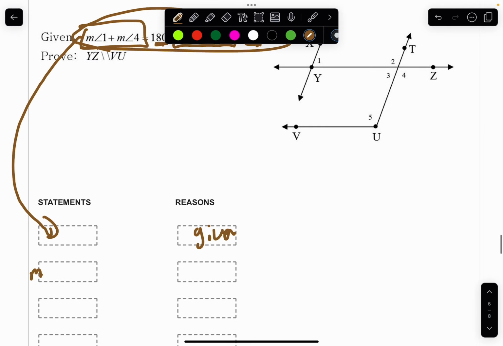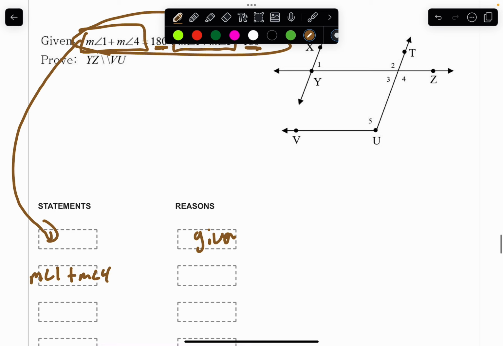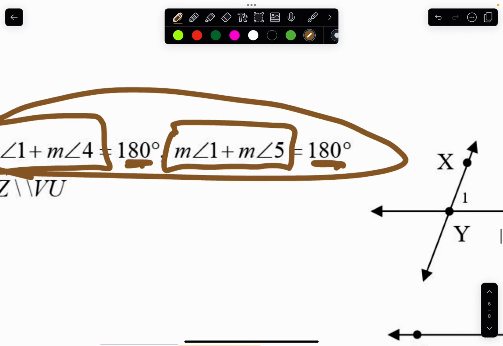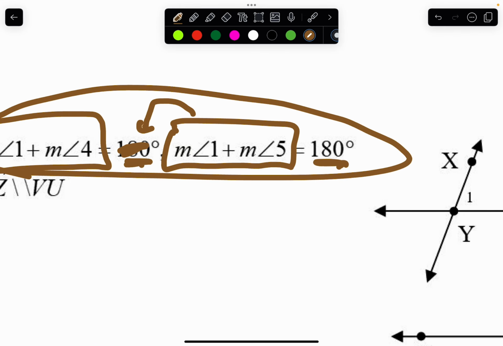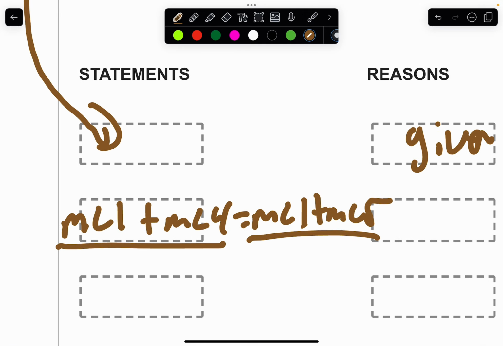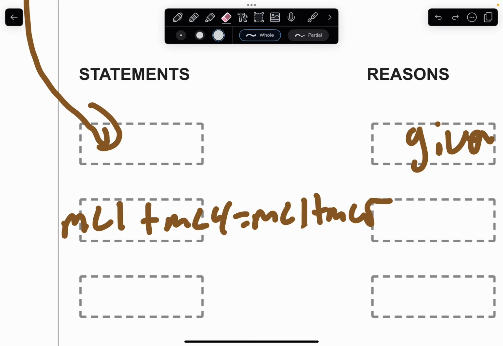We know that the measure of angle 1 plus the measure of angle 4 is equal to what? The measure of angle 1 plus the measure of angle 5. It's like we're taking out 180 and we're plugging this in. Angle 1 plus 5 equals 180. Angle 1 plus 4 equals 180. That means 1 plus 5 and 1 plus 4 must be equal. They have to.